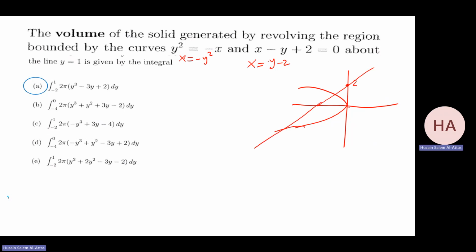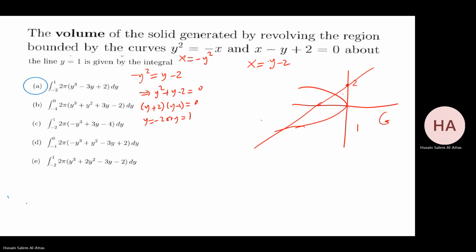And I want it to be above the line y equals 1. This would be the axis of revolution. Where do they intersect? Be careful, equate them: minus y squared equals y minus 2. So y squared plus y minus 2 equals 0, which factors as (y plus 2)(y minus 1) equals 0. So y equals minus 2 or y equals 1.